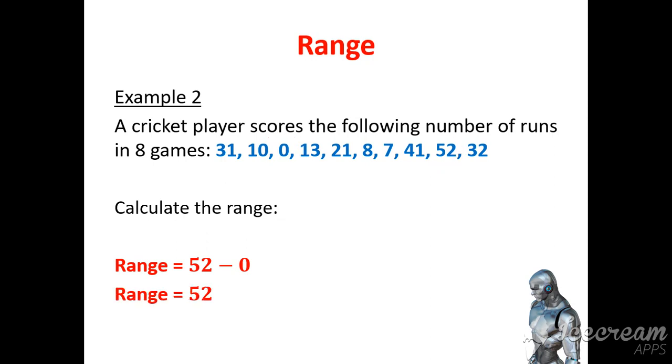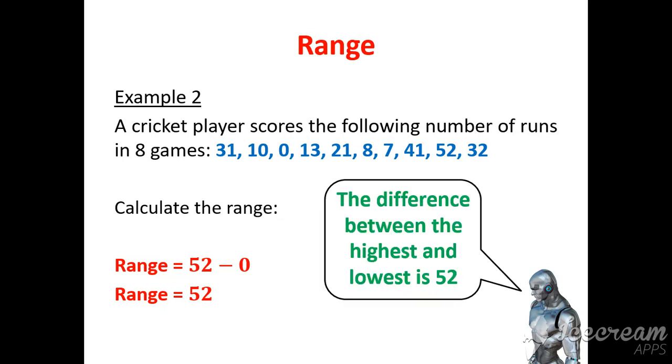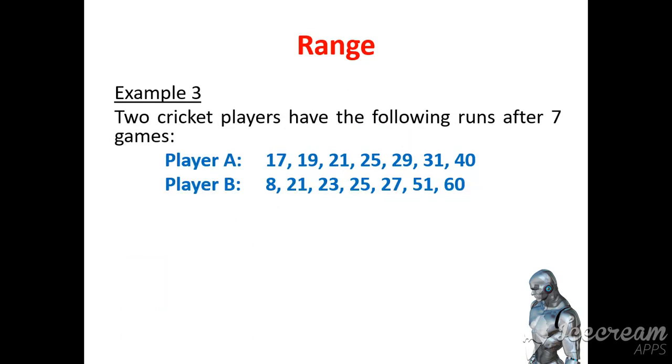So what does that tell us? The difference between the highest score and the lowest score is 52 runs. Right, well that's range basically, highest subtract lowest. But let's do a couple more examples to get you understanding about what range is about.